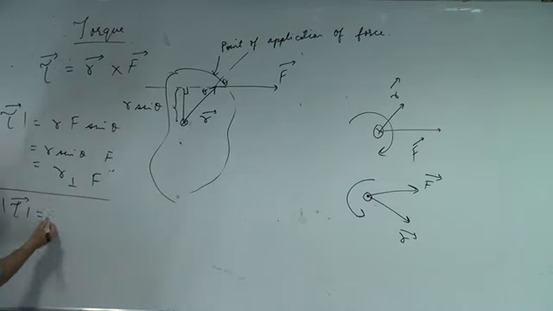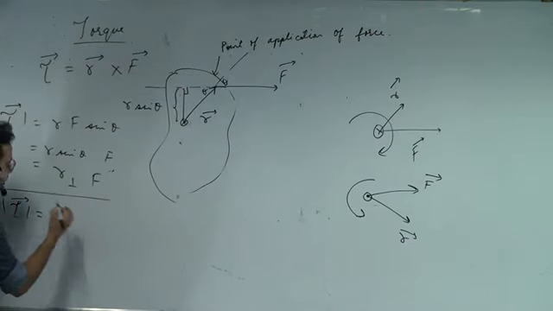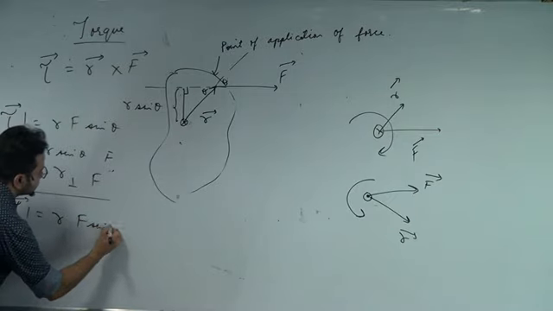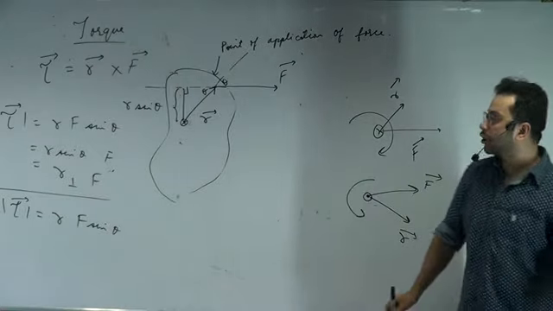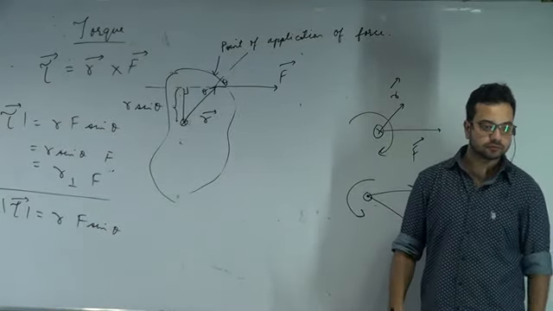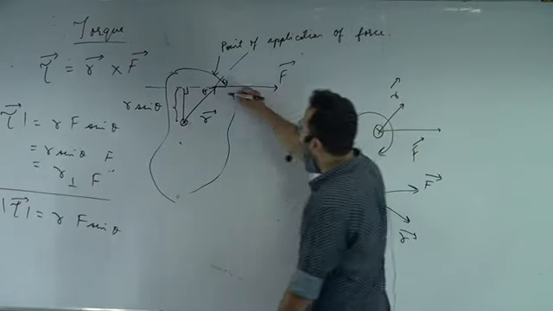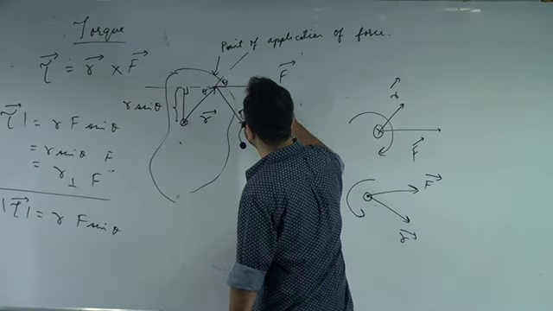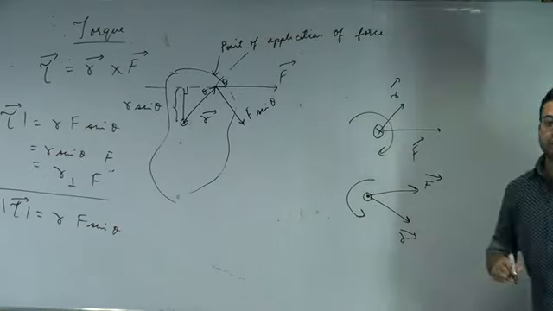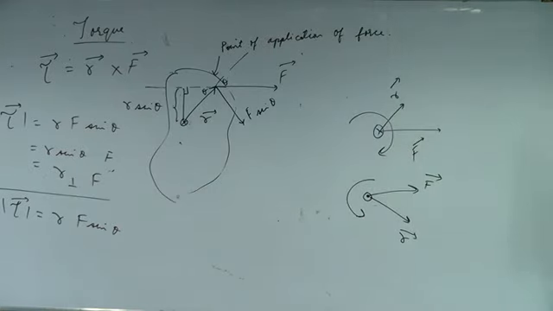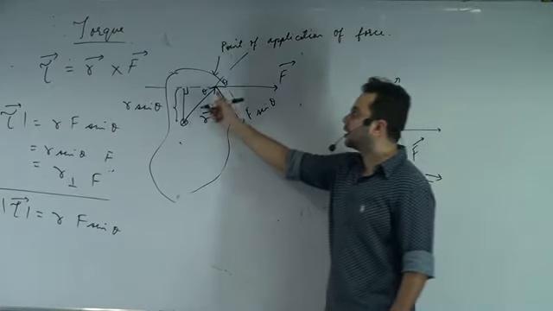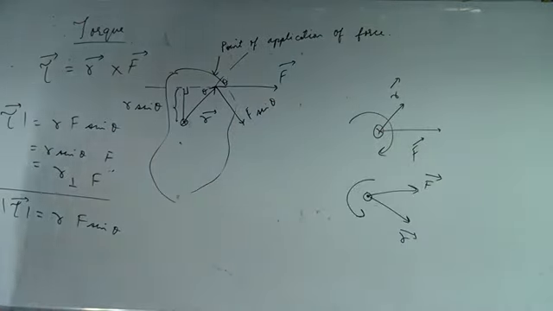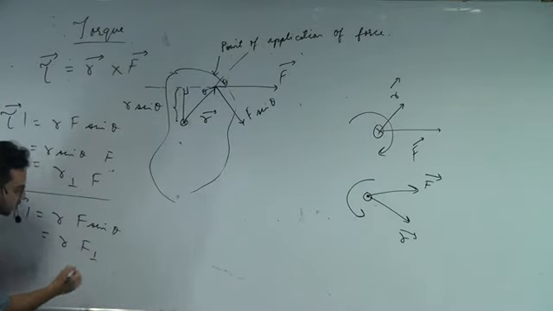What I can also do, and sometimes this may become more handy, is write it as R into F sine theta. Now what is F sine theta? That is the component perpendicular to R. So this is F sine theta. So what I can do is resolve force perpendicular to R, and then multiply it with R. Is that correct? So I can write it as R into F perpendicular.